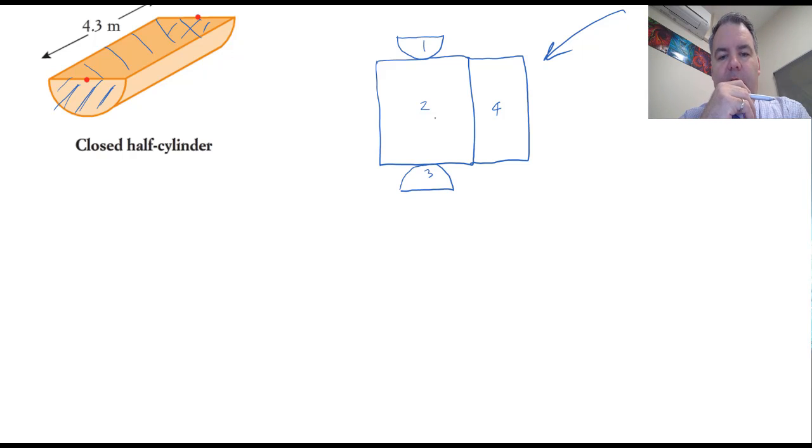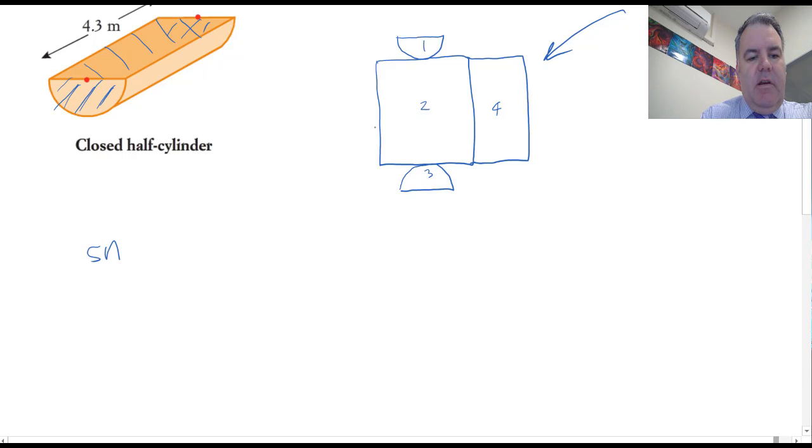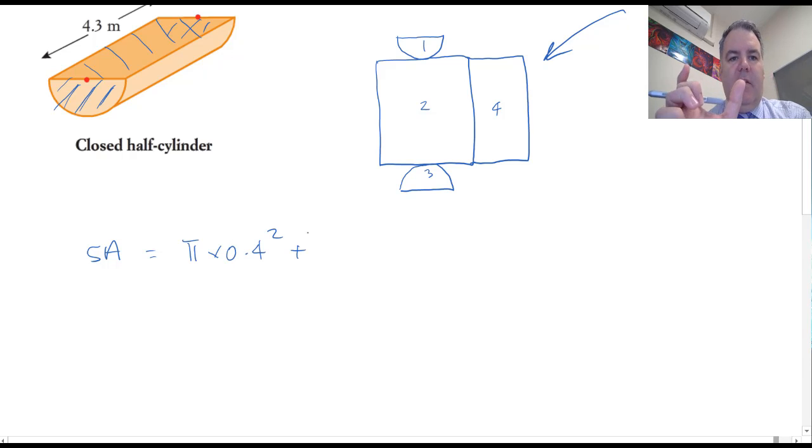So first of all, areas 1 and 3 are going to be the same. Areas 1 and 3 are each just half a circle. So when you add 1 and 3 together, that is just the area of one full circle. We know the formula for that is pi r squared, and the radius in this case is 0.4. The diameter there is 0.8 meters, so 0.4 for the radius.